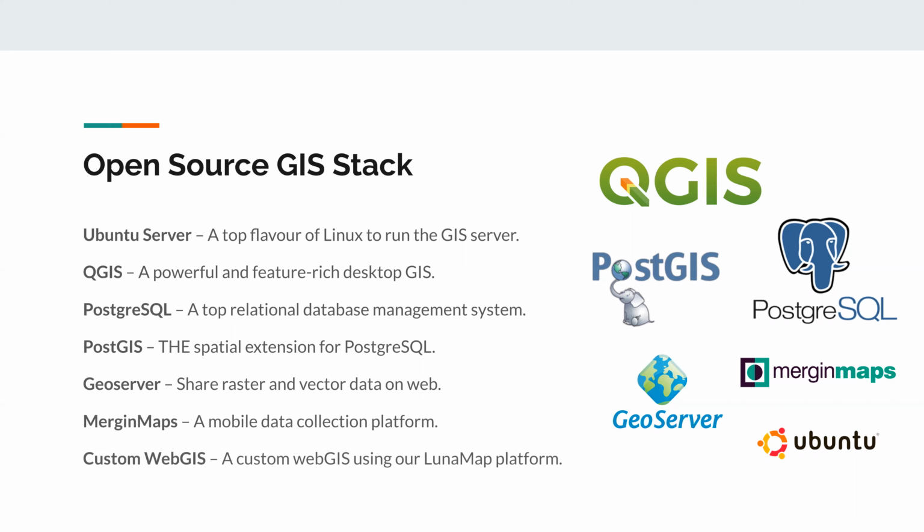And lastly, a lot of clients will build this platform. They not only want to connect to it using QGIS, they want to have some sort of custom web GIS. So we have something we call LunaMap that we use as our platform to build these web GIS applications. So if there's something custom you need, if you want to load layers and you want to be able to click on things and it opens up this thing, we can build these types of tools. And this is what we do for our clients.